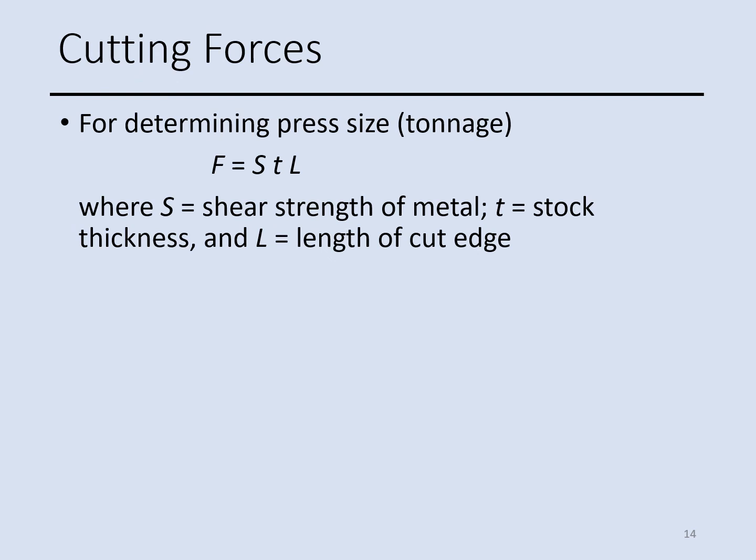We can determine the press size for the sheet metal cutting operations based on the cutting force, and the cutting force can be calculated by this equation. We have S, that is the shear strength of the metal. T is the stock thickness, or the plate, or the sheet metal thickness, and we have L, the length of the cut edge. The length is going to be the perimeter of the blank or the hole.